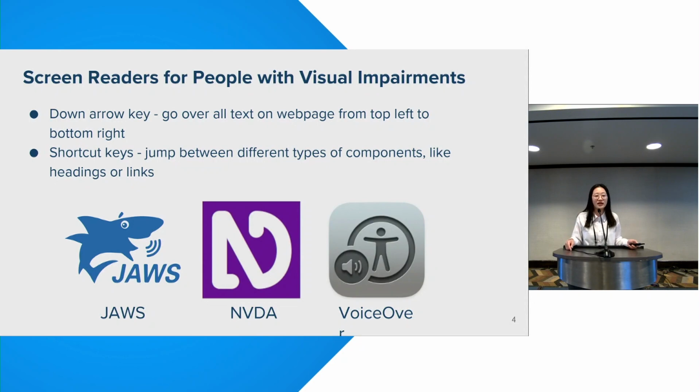By hitting the down arrow key, the screen reader will read out the text in the left to right, top to bottom format sequence on the web page. And screen reader users can also use shortcut keys like the H key to jump between different components marked as titles on the web page. So these shortcut keys save time and effort. Screen reader users normally love to use them in daily life.